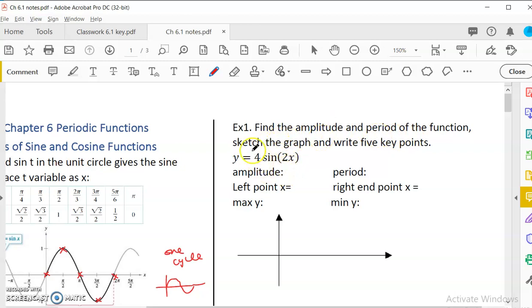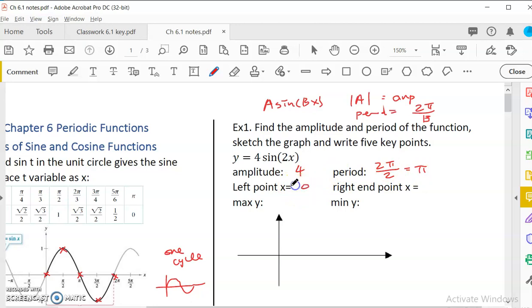Okay, so match it with A sine Bx, right? A is the amplitude, and the new period used to be 2 pi. After you have a B, it becomes 2 pi divided by B. So in our case, the amplitude is 4 because 4 is already positive. The period is now not 2 pi. It doesn't stop at 2 pi, but at 2 pi over 2. That means pi.